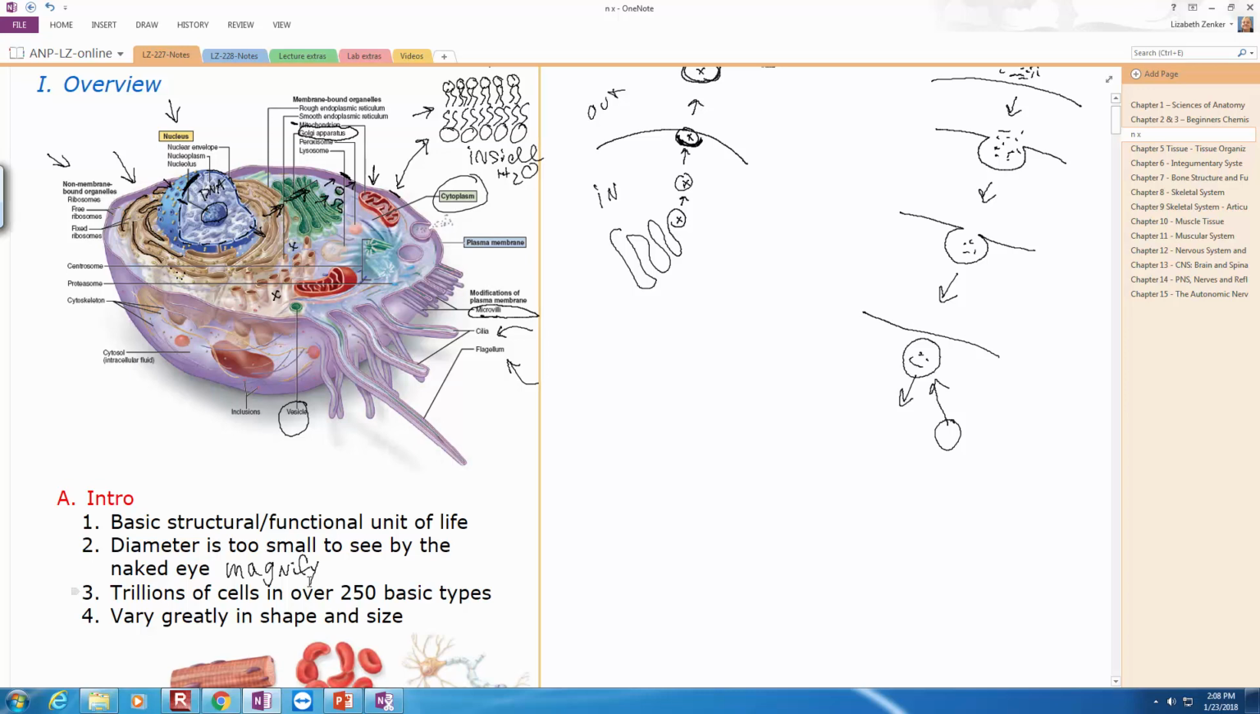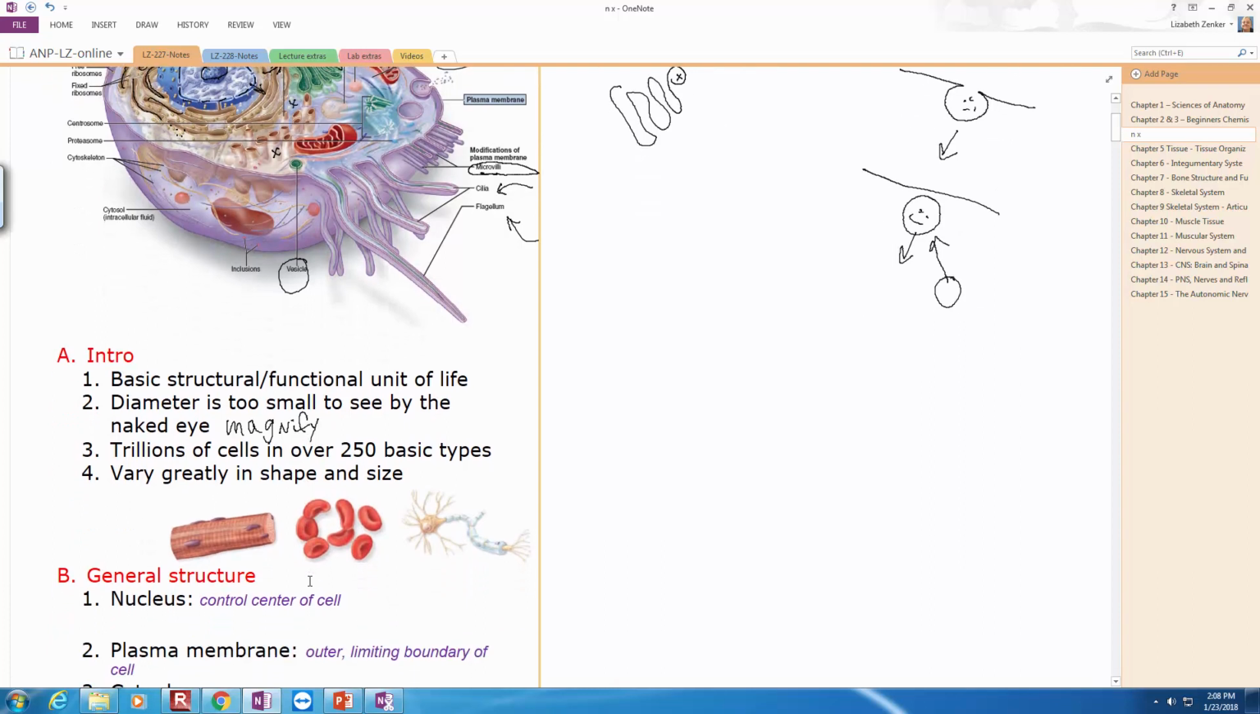But for example, they vary greatly in shape and in size. Here is an example of a muscle cell. Here is a red blood cell, and here is a nerve cell, right? They look very different from each other.